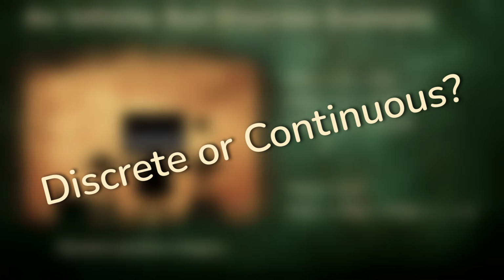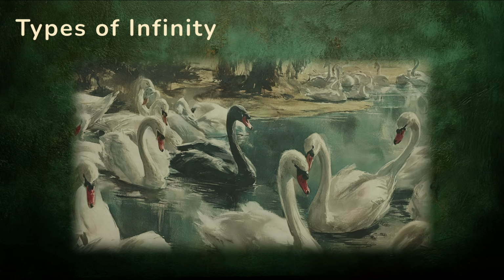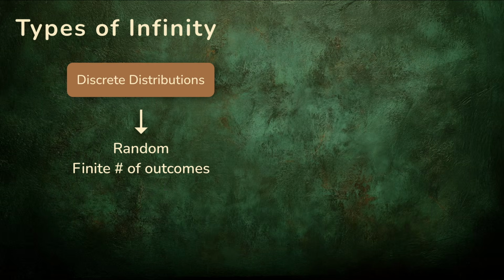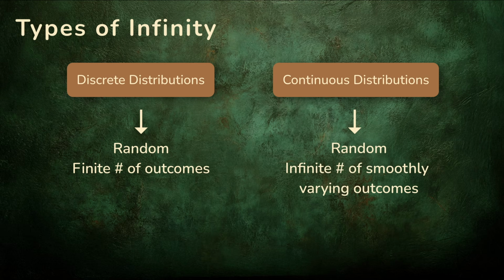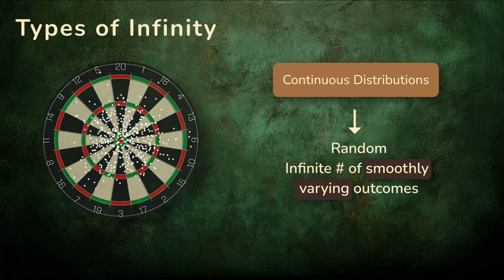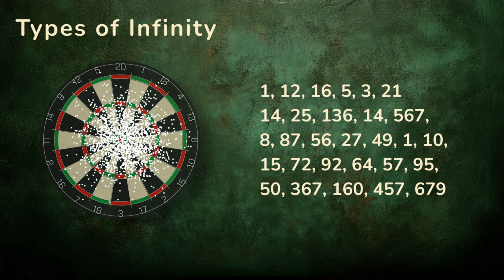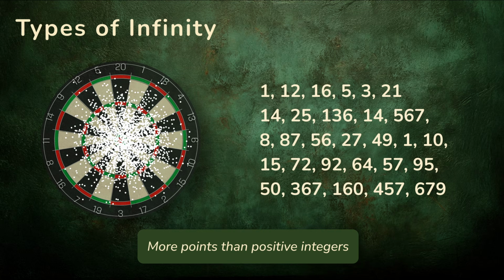So this is a valid probability distribution. But is it discrete or continuous? Earlier, we said there was a subtle exception that we'd talk about later. It's now later. We said discrete distributions are for random things with a finite number of outcomes, whereas continuous distributions have an infinite number of smoothly varying outcomes. The technical difference lies in that phrase, smoothly varying. You see, there are an infinite number of points on a dartboard, just as there are an infinite number of positive integers. But these are two different infinities. In fact, there are more points on the dartboard than there are positive integers, even though they are both infinite.